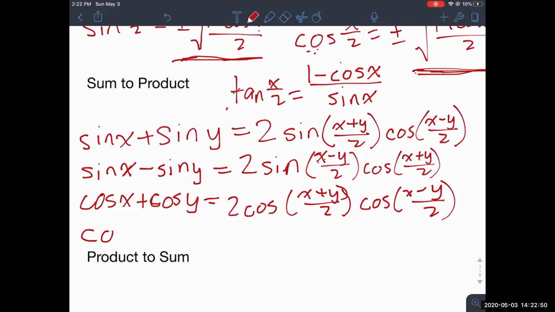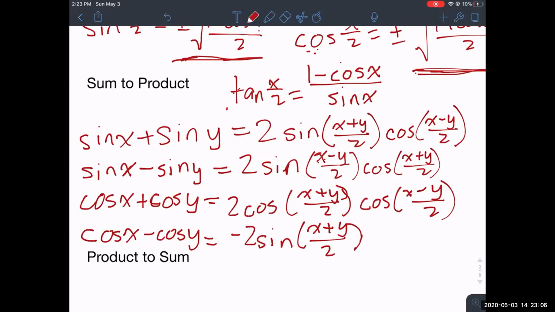So cosine x minus cosine y is equal to, this one's a little weird, negative 2 sine of (x plus y) over 2 times sine of (x minus y) over 2.